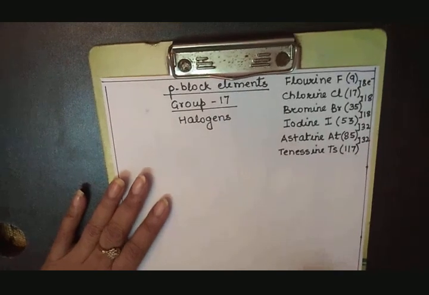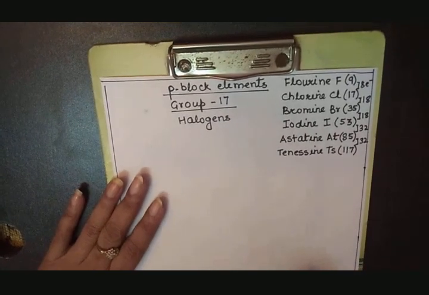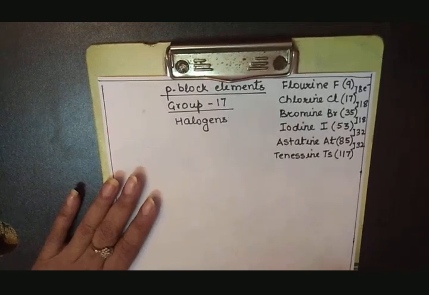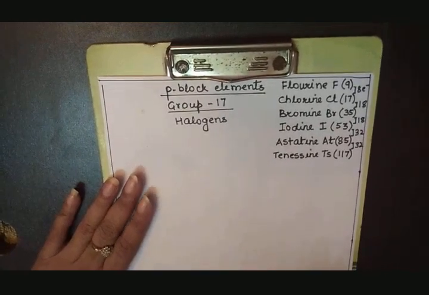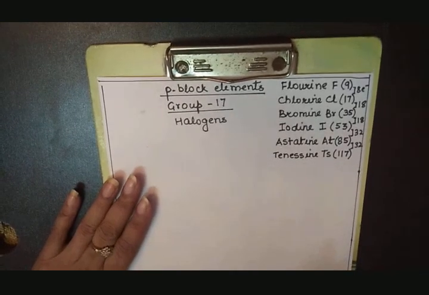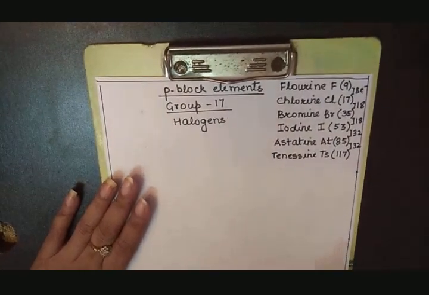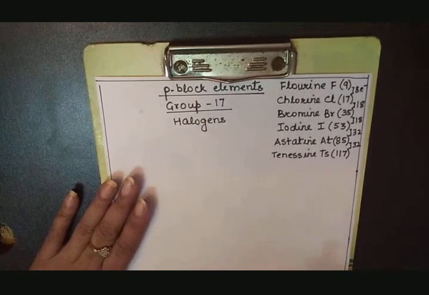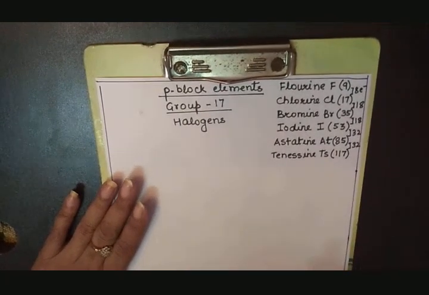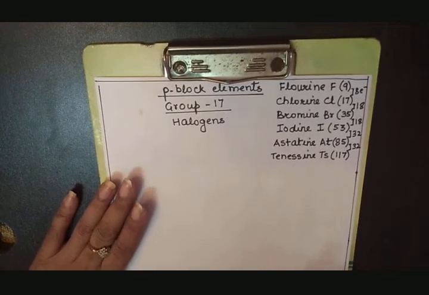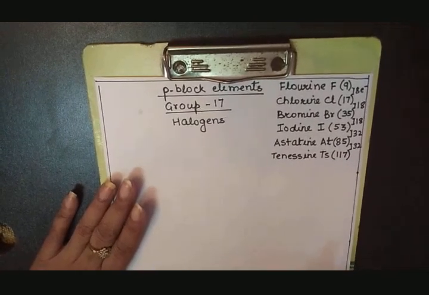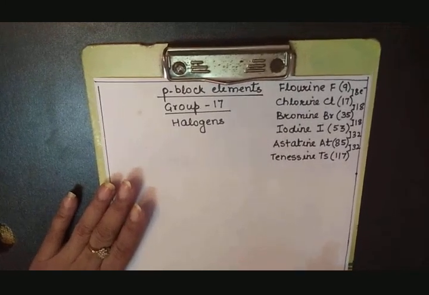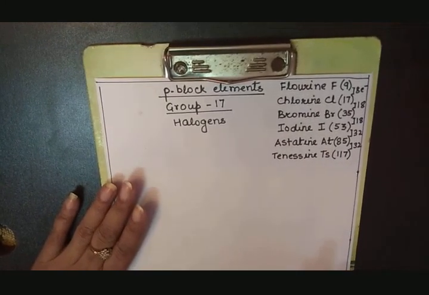Alright students, let's get started with my first online session on group 17 elements of p block, also called halogens. You know about p block elements, that all those elements in which the last electron enters into the p orbital of the valence shell of the element are called p block elements. There are 6 groups in p block from group 13 to group 18. And we have to discuss group 17.